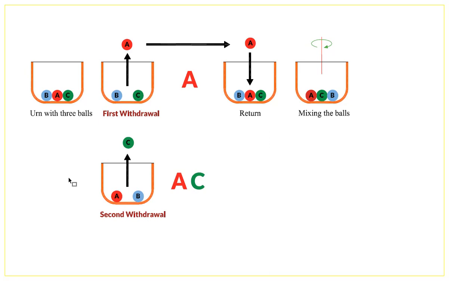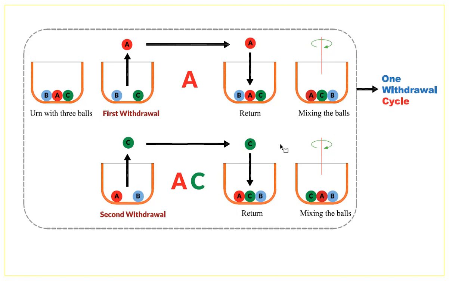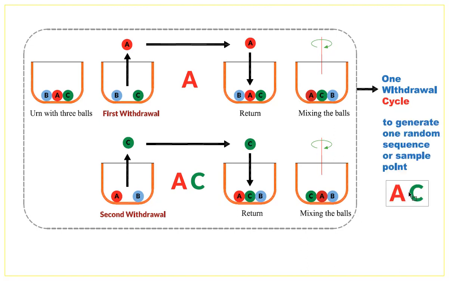Again, for the second withdrawal, we withdraw ball C and we write its name down here. We return it back to the urn and we mix the balls again. So we can repeat this process over and over again to generate a sequence like A, C. So this is one withdrawal cycle. We may repeat this cycle a few thousand times to generate a sequence like AC, BA, CC, etc.